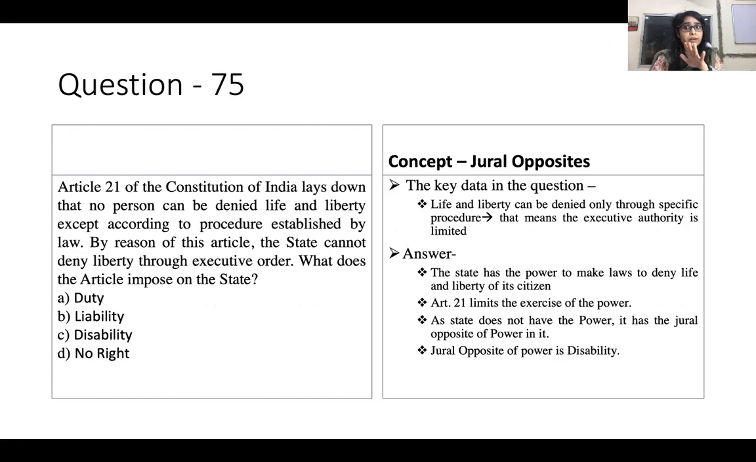The concept used here is jural opposites. The key data in the question is that life and liberty can be denied only through a specific procedure. That means the executive authority is limited. So what could be the answer? The state has the power to make laws to deny life and liberty of citizens. Article 21 limits the exercise of the power. And the state does not have the power, it has the jural opposite of power in it. The jural opposite of power is disability, right? So the answer here is disability.